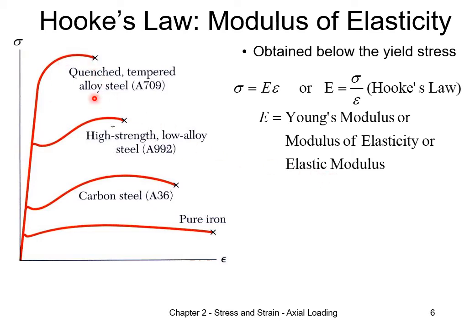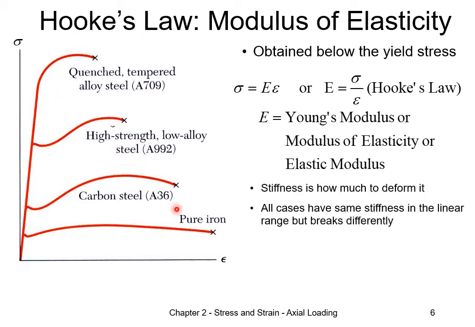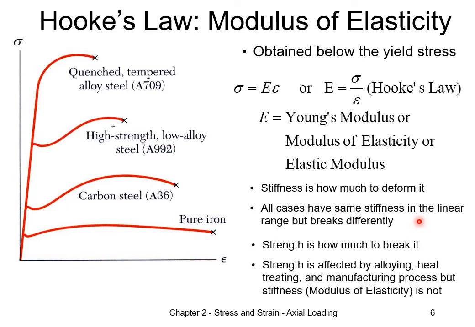In the figure here, all the different materials show the same stiffness E, because they all exhibit the same behavior in the elastic range. However, their point of breakage is different. How much stress is needed to break an object over here is what we call the strength of the material. Strength itself is affected by alloying, heat treatment, and manufacturing processes, but stiffness itself is not.